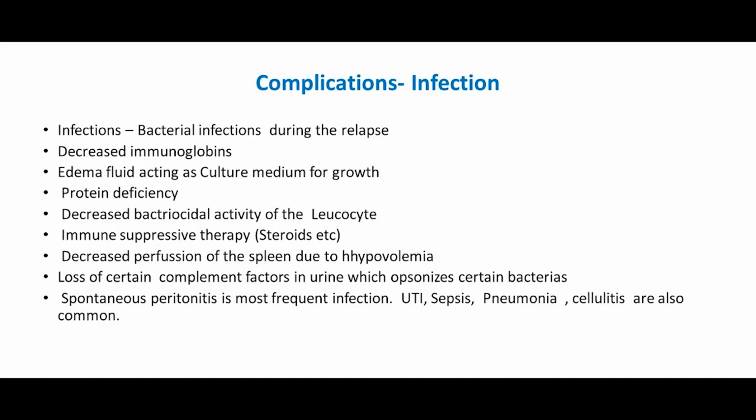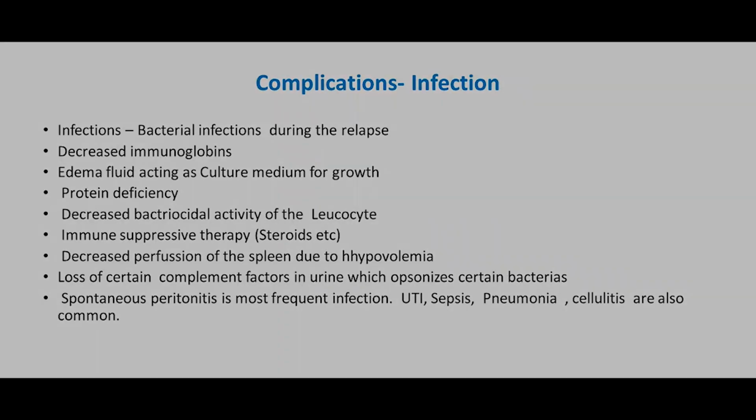Now, a patient of nephrotic syndrome usually has recurrent upper respiratory tract infection, and he also gives the history of recurrent throat infection, that we will discuss further next.